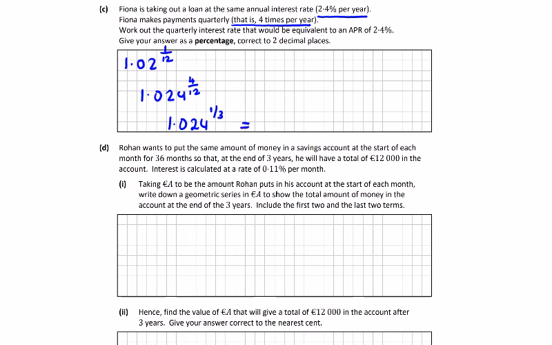This works out to be 1.007936. A percentage, correct to 2 decimal places. Well, this will be 1%, so it's 0.79%. And if we imagine 3 times a year, 4 times a year, that will be 2.8%. Just above the 2.4 because of compounding.